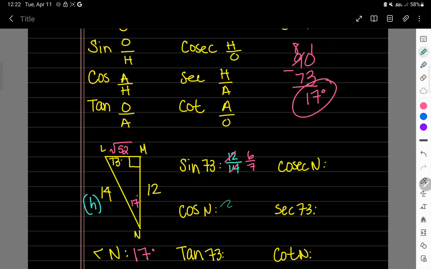And then we have cosine of n. Cosine is adjacent over hypotenuse. Hypotenuse again is 14. Adjacent for 17 is 12. So 12 over 14. So same thing as the top, 6 over 7.